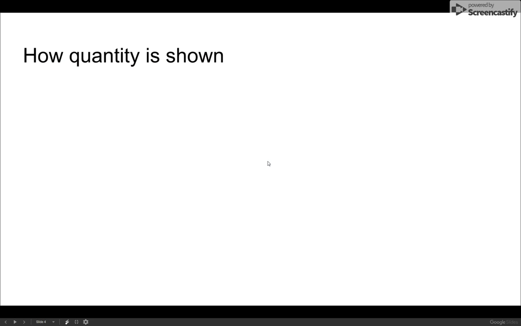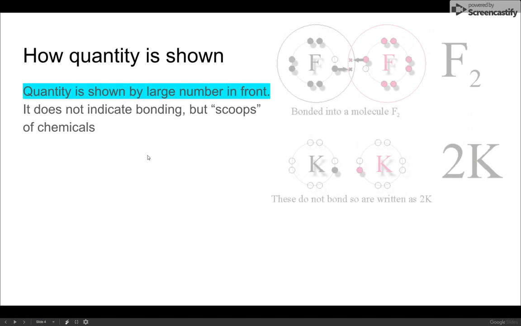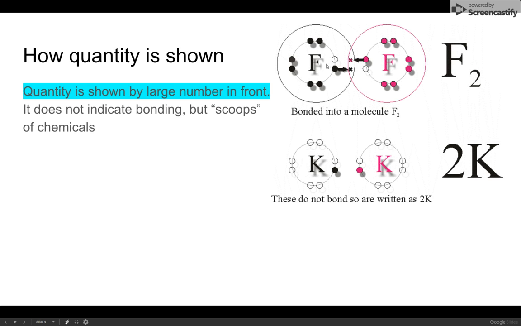But when we go to use them, you may find you don't get these quantities to add up when you start mixing them. So the quantity is shown by large numbers in front. It doesn't indicate bonding, but consider it to be scoops of chemical. Two fluorine atoms will mate in a covalent bond, so they are called F2. But two potassiums are just going to hang out together.